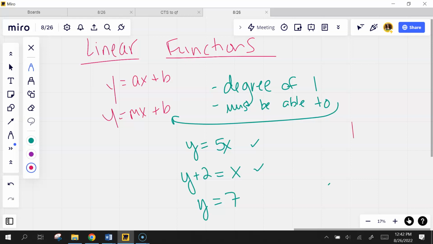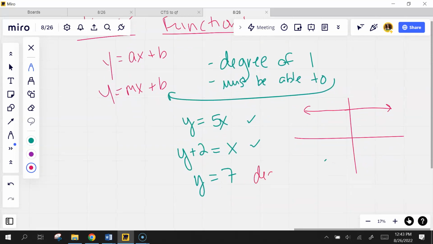What does this look like? At 7, it's a horizontal line. Y doesn't change, but why is it not a linear function? You told me it's not. The degree is not 1. It doesn't have an x. What's the degree here? This has a degree of 0. What type of function is that? We learned it in Algebra 2. Constant. It's not, in fact, a linear function. It is a constant function.